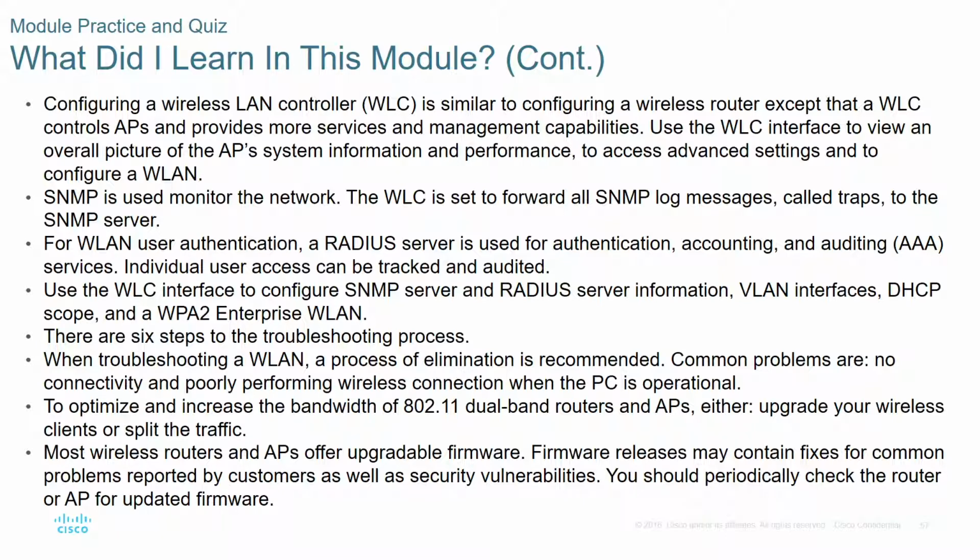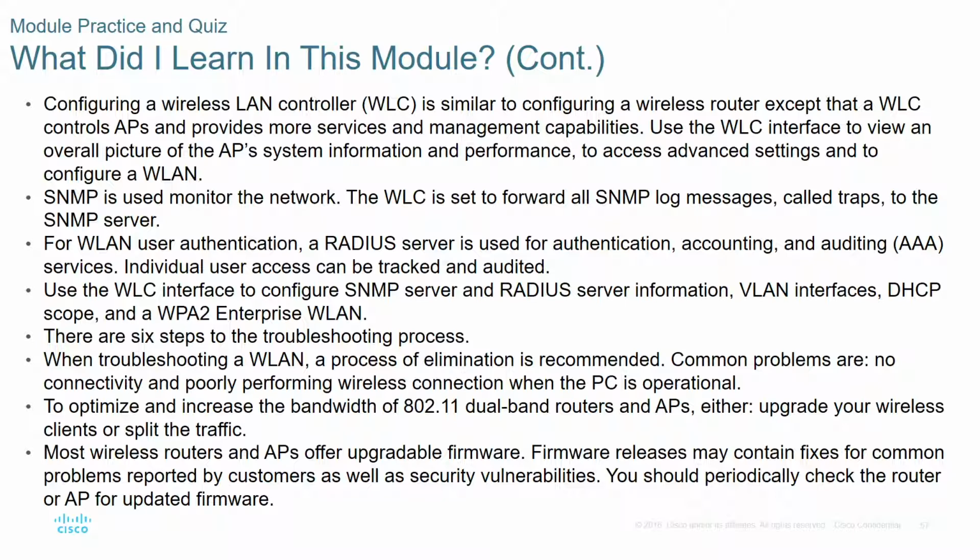For WLAN user authentication, a RADIUS server is used for authentication, authorization and accounting, AAA services. Individual user access can be tracked and audited. Use the wireless LAN controller interface to configure SNMP server and RADIUS server information, VLAN interfaces, DHCP scope, and the WPA2 Enterprise VLAN and WLAN.